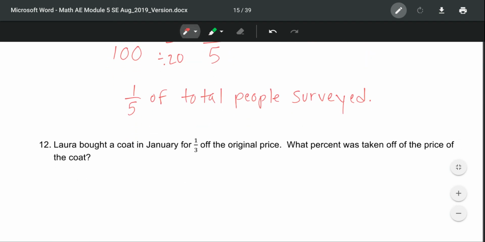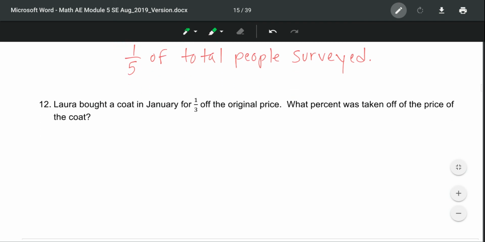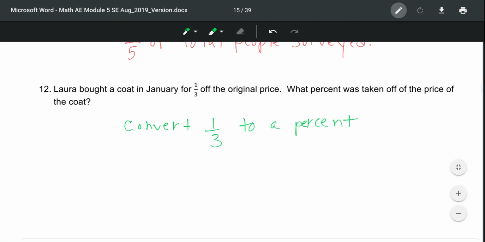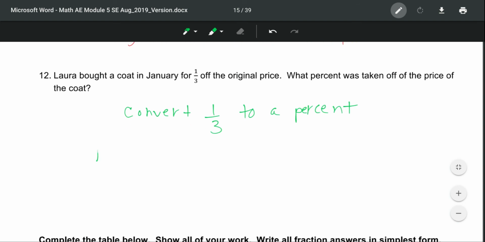Okay, number 12. Laura bought a coat in January for a third off the original price. What percent was taken off of the price of the coat? So that means we need to convert 1/3 to a percent. So first we have to convert the fraction into a decimal. So divide 1 by 3.